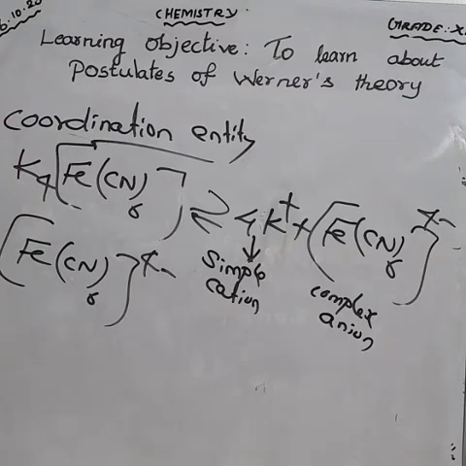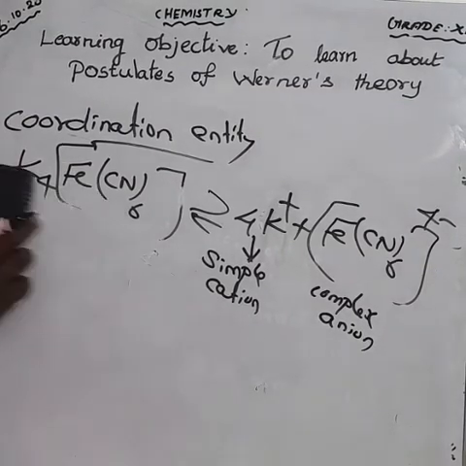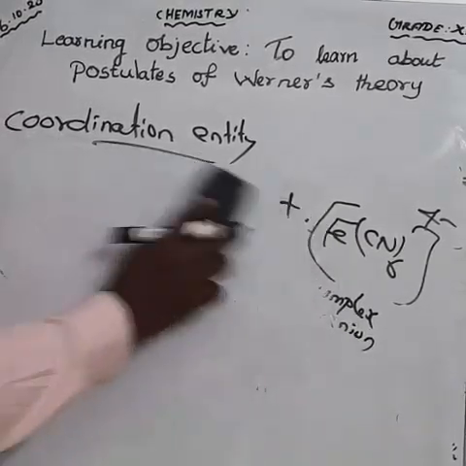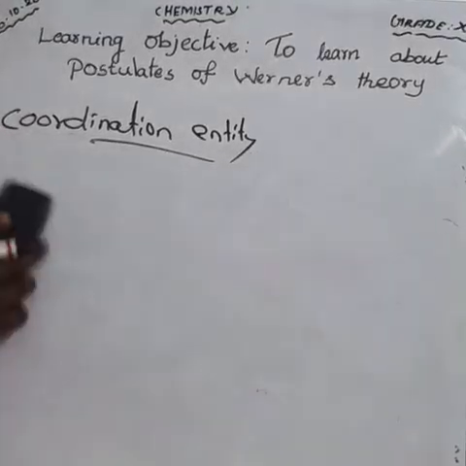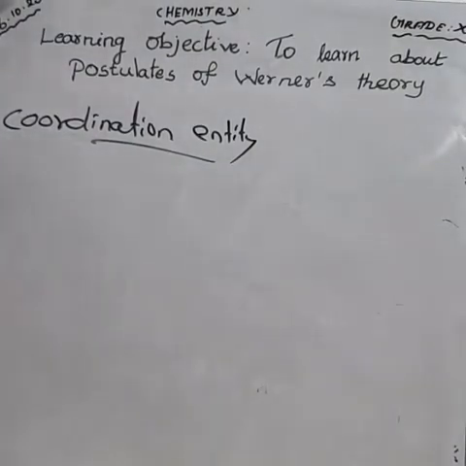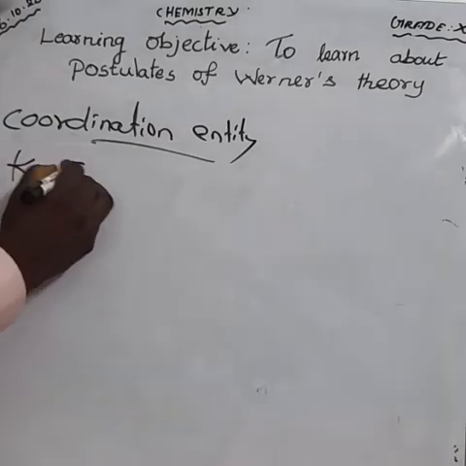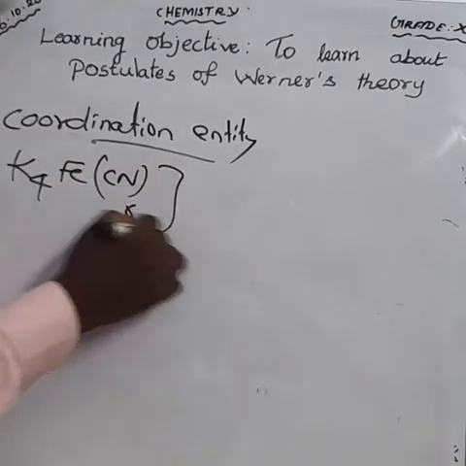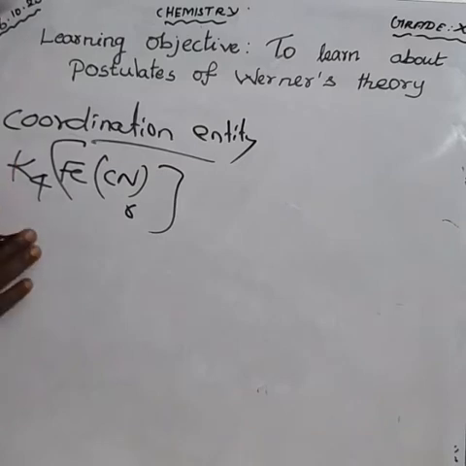Then, what is the central atom or ion? The central atom or ion is the one that occupies the central position in the coordination entity and binds other atoms or groups of atoms to itself through coordinate covalent bonds. For example, K4[Fe(CN)6]. This is one of the complexes.